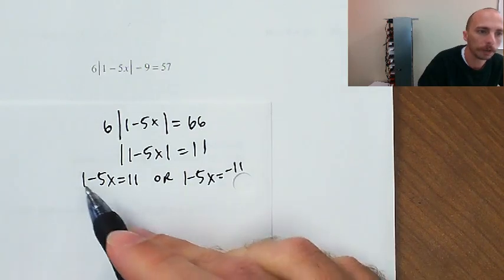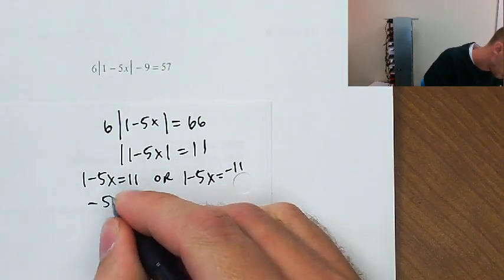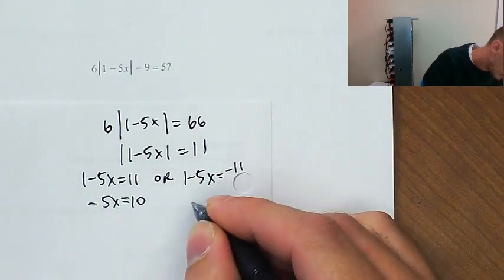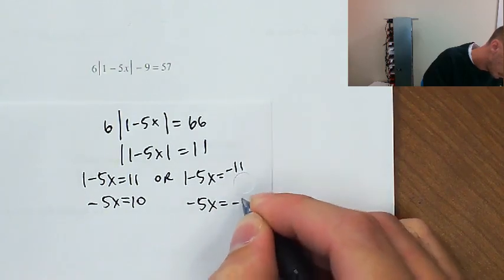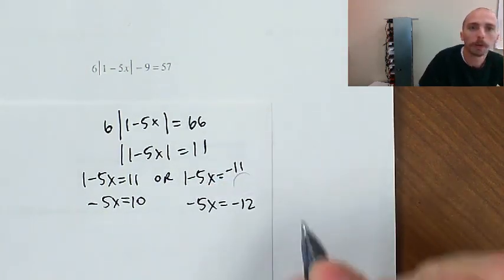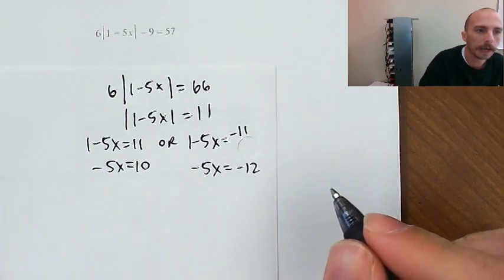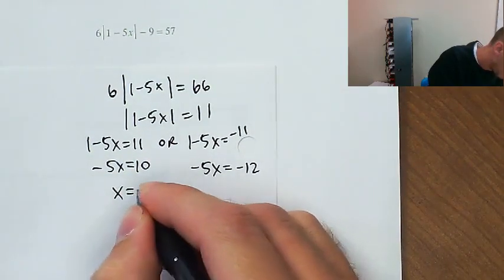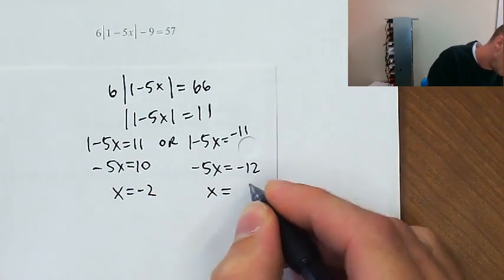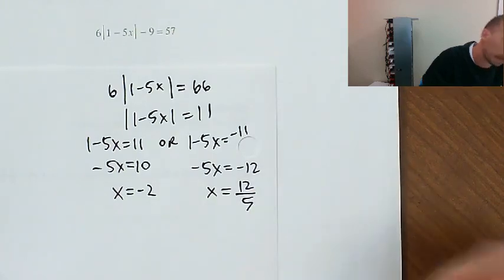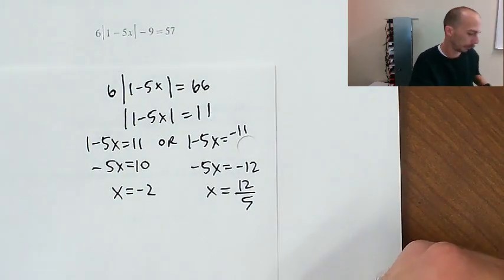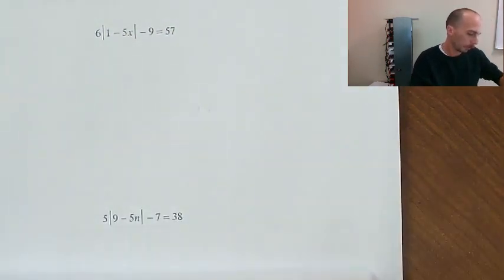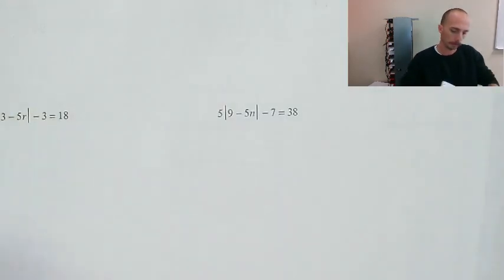Right? Then I'm going to subtract 1 from both sides. Negative 5x equals negative 12. Negative 11 minus another 1, that would be negative 12. And then I'm going to divide both sides by negative 5. X equals negative 2, and x equals 12/5. Okay, those are perfectly fine answers. All right, and then the next couple, let's see, now a sheet of paper, or I can just fold this one over, I guess.